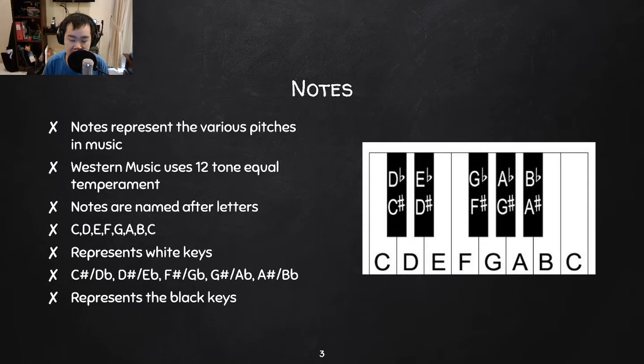Now, at least in 12-tone equal temperament, there is not going to be any E sharp or F flat, and there won't be any B sharp or C flat as well. F flat is literally just E. E sharp is literally just F. That's just the system that we use.